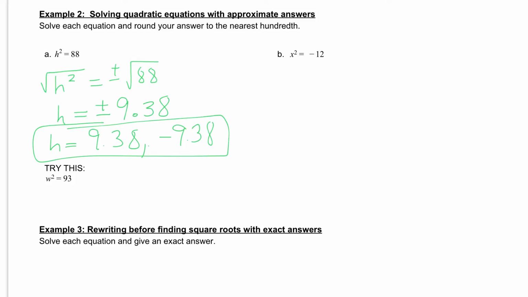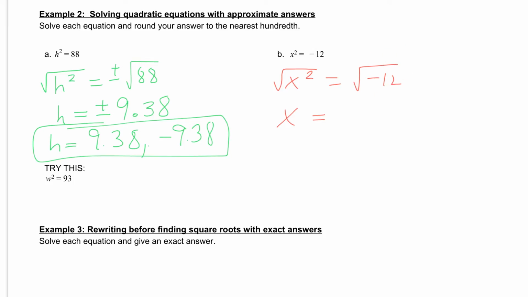In letter B, let's do another one. We have x squared equal to negative 12. So just like before, we have to get rid of that exponent. We can do that by taking the square root of both sides. So we'll do the square root of x squared and the square root of negative 12. The square root and the squared, they cancel each other out, so our x comes on out. And then we want to do the square root of negative 12.